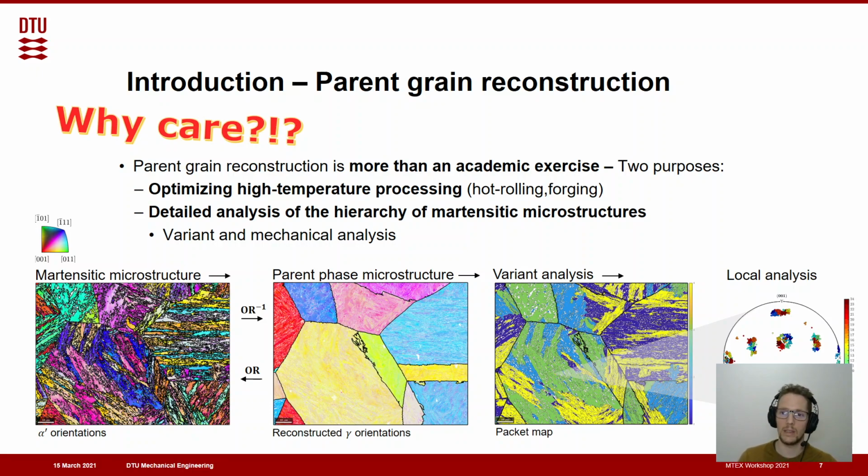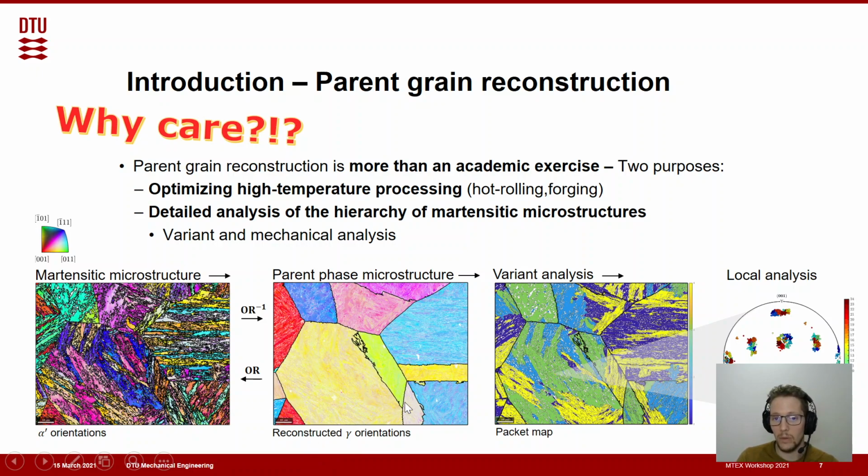We want to optimize the high temperature processing conditions. So we have maybe hot rolled or forged this material at high temperature. Then we get the martensitic microstructure at room temperature, but we want to analyze how the rolling parameters or forging parameters have actually shaped this austenitic microstructure before it transformed to martensite. So we need to reconstruct this in order to get to the parent phase microstructure, which then helps us see how the thermomechanical treatment has influenced this kind of structure.